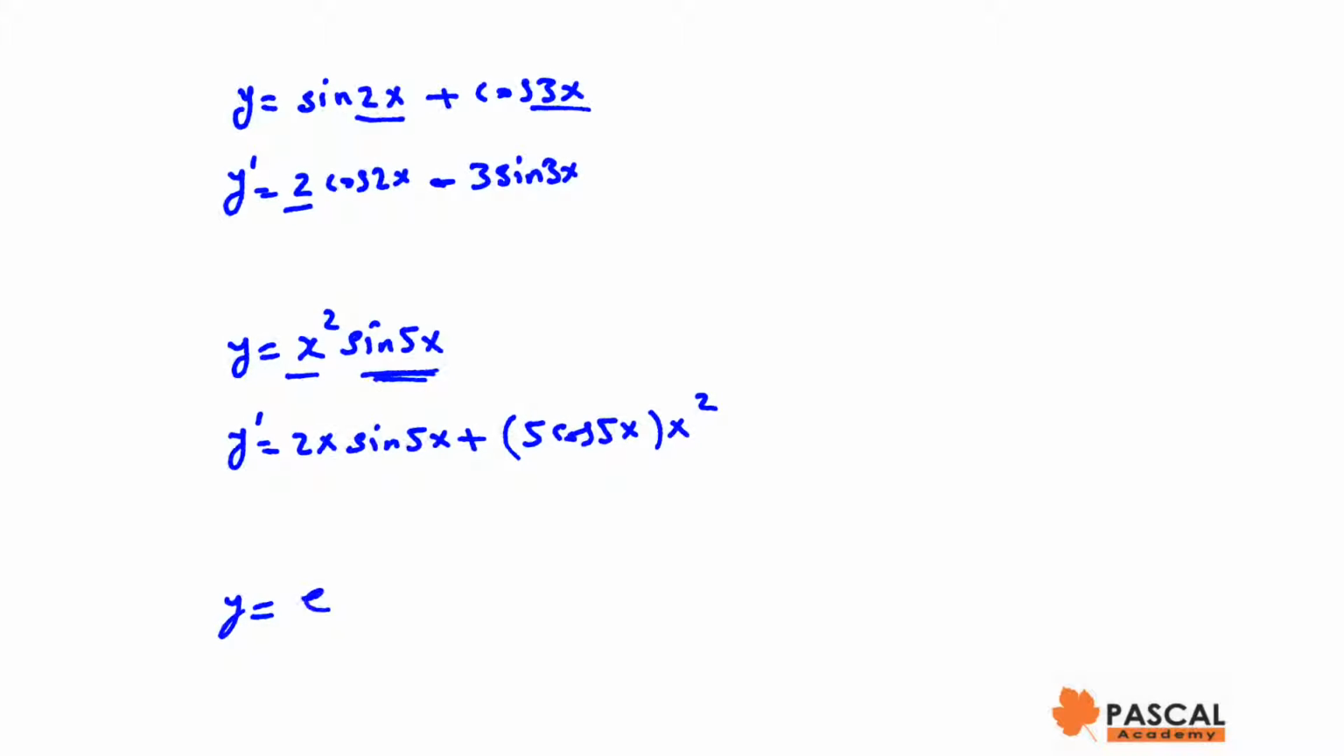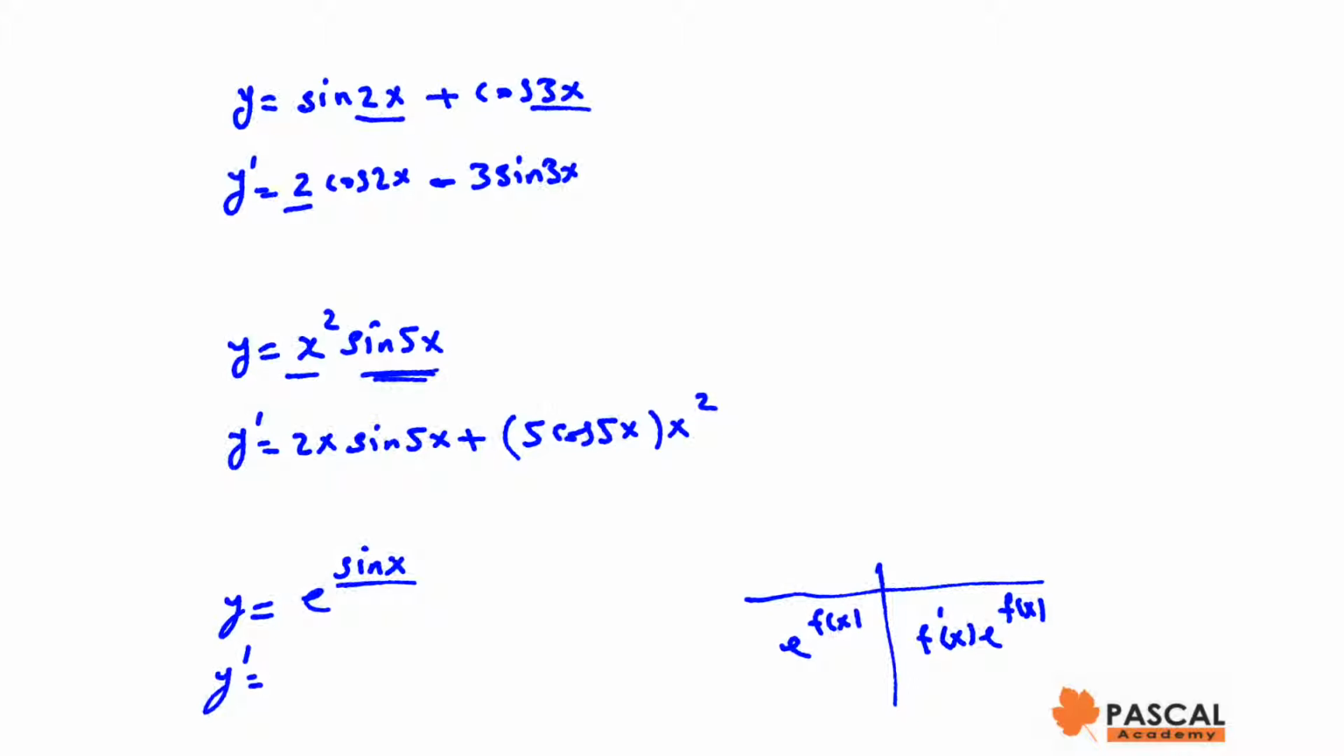Derivative of e to the power of sine of x. Derivative of e to the power of f of x is f prime of x times e to the power of f of x. Therefore, derivative of e to the power of sine of x: f of x is sine of x. Derivative of sine of x is cosine of x, times e to the power of sine of x.